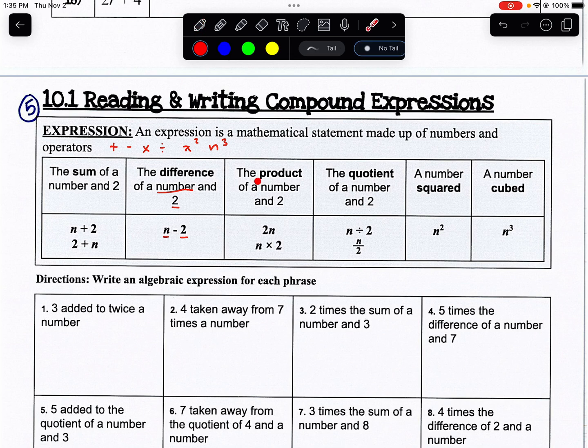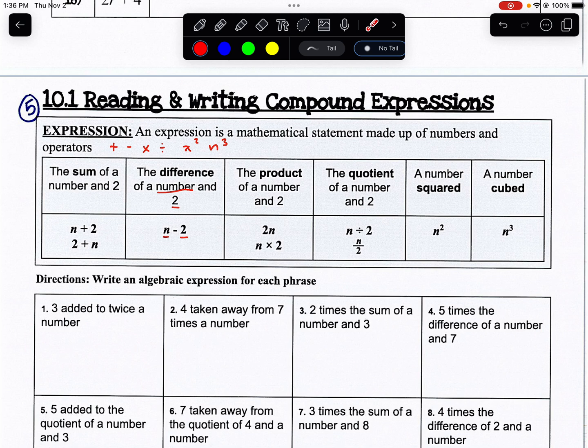When you see the product of a number and 2, that's multiplication. That can be written as 2 times n, or n times 2, or it could just technically be n2. But this is kind of the standard way to write it. And of course, order does not matter when we multiply. It's the commutative property of multiplication.